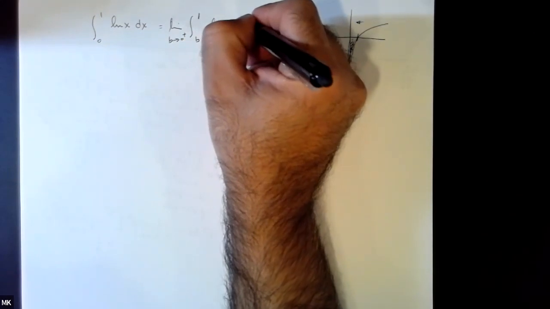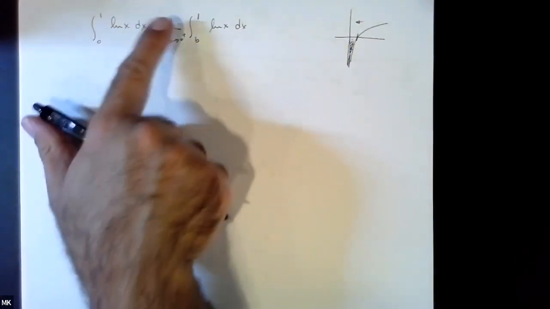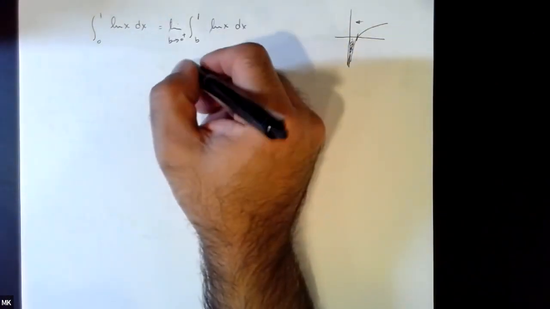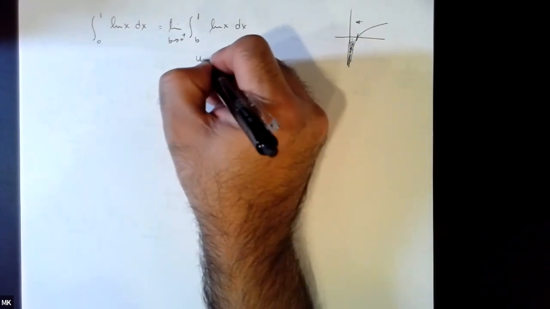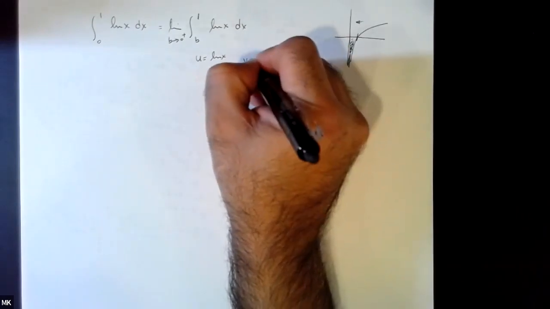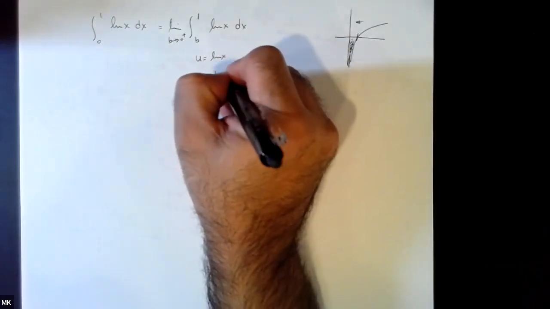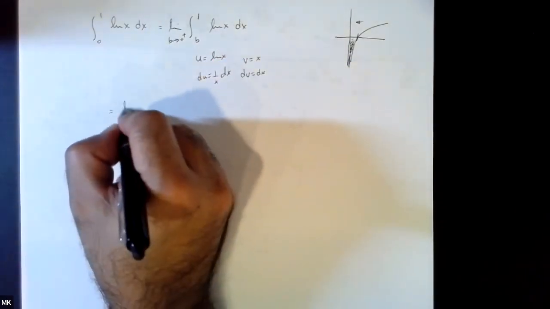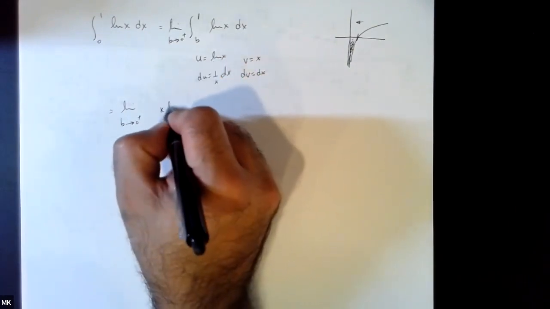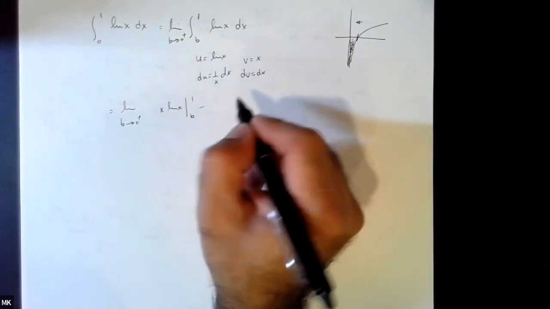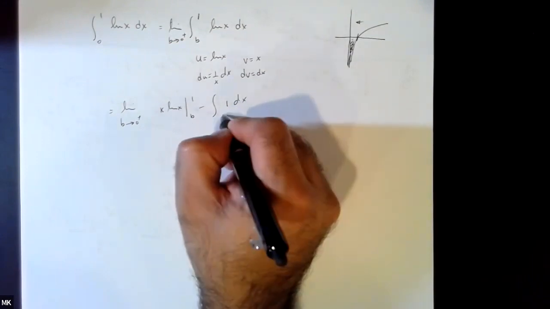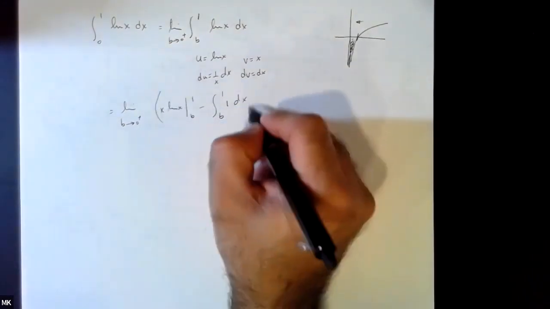Now, once you get to this form, you just have a definite integral, no problem. And you can just do, in this case, integration by parts. I'm going to let u be natural log of x, dv is dx, v is x, du is 1 over x dx. So it's going to be limit as b goes to 0 from the positive side of uv, x ln of x, from b to 1, minus the integral of v du, x times 1 over x, which is 1 dx, once again from b to 1, all in the limit.